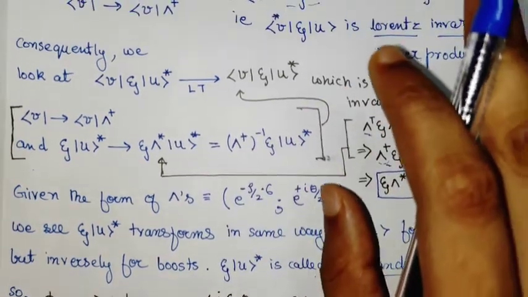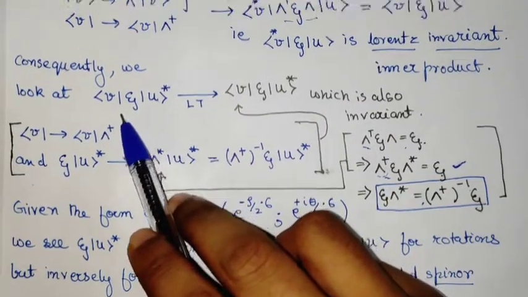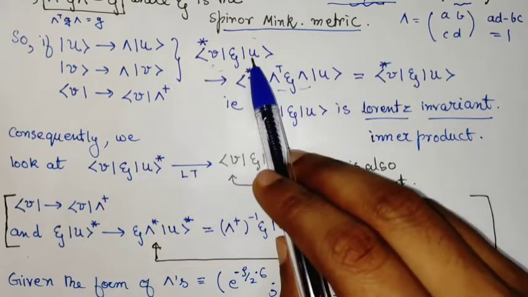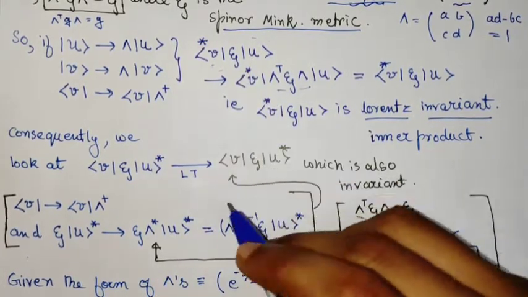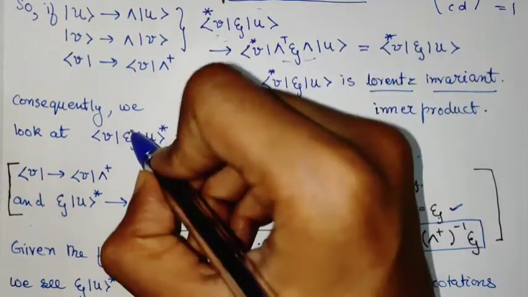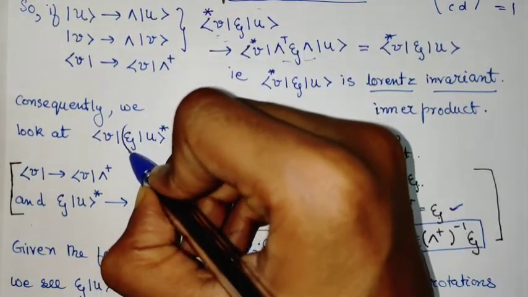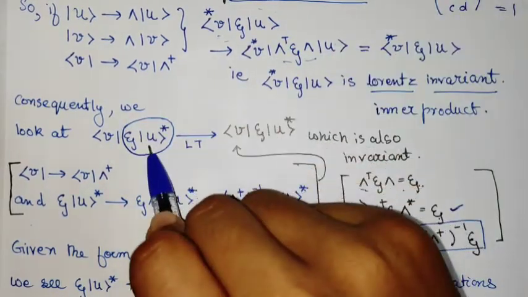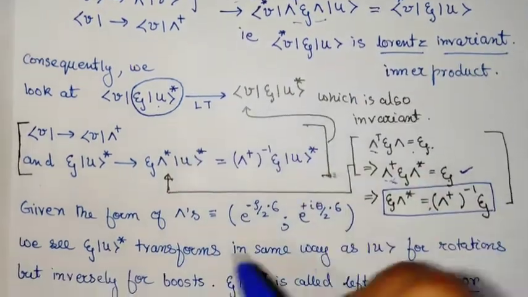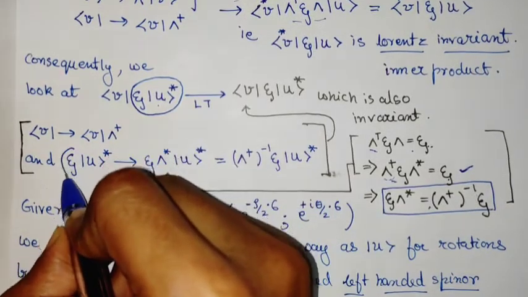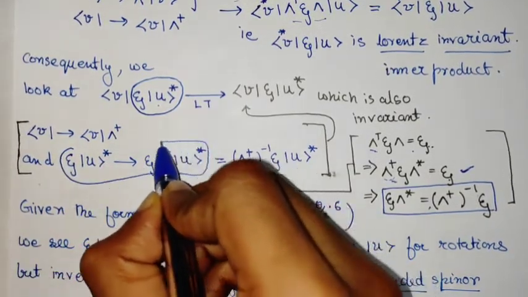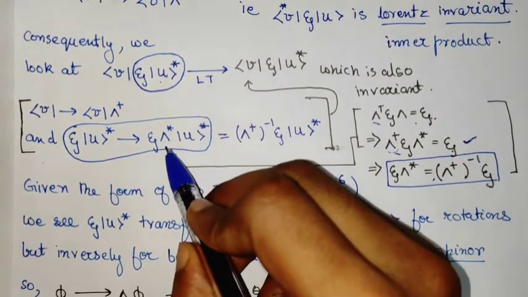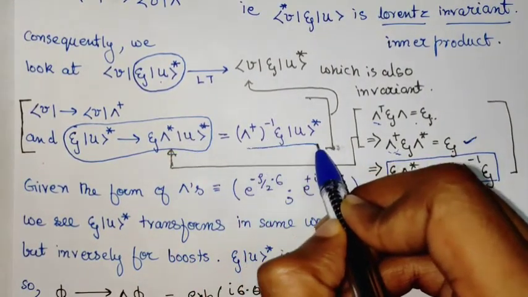So the gist of the thing is, this is an invariant inner product, and this is also an invariant inner product. But in this new kind of invariant inner product, we have a new object, such that this object under Lorentz transformation transforms in this particular fashion. And that is the Lorentz transformation.